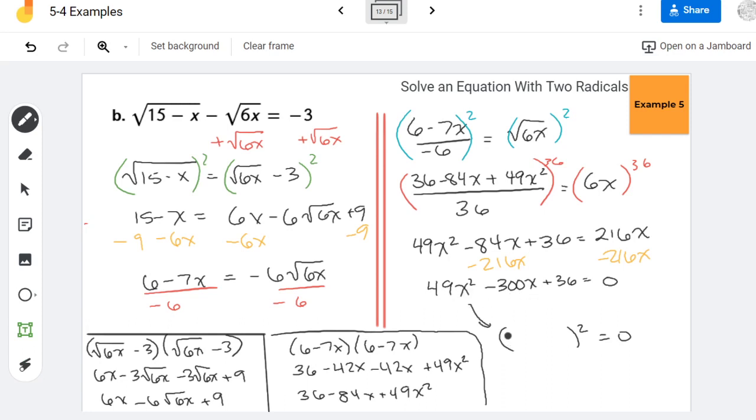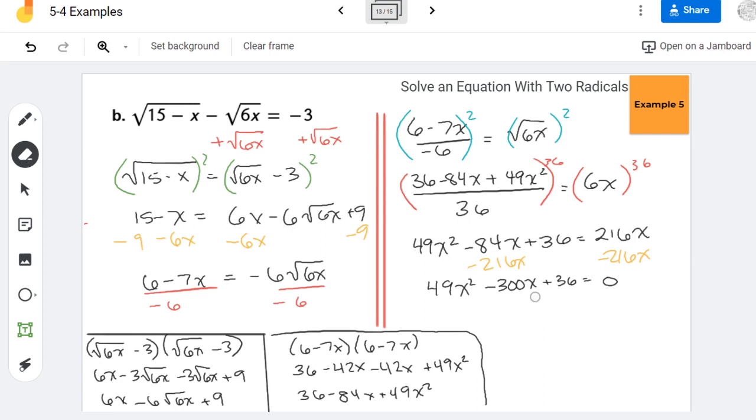So the square root of 49x squared is 7x. And the square root of 36 is 6. So if I take 300x and I divide it by 2, I get negative 150x. And I'm seeing if I multiply those together and then, no, they're not. Rats. Well, that's not a perfect square trinomial, so that is a mega bummer.